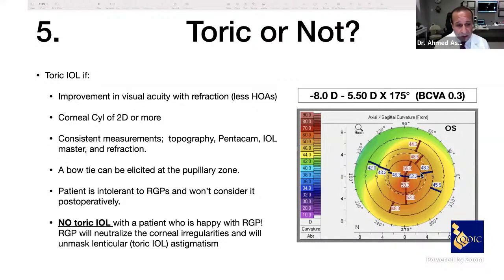And of course, if the patient is not willing to wear RGP lenses after the cataract surgery, it's not recommended to use a toric IOL. If the patient is so happy with the RGP lenses and willing to wear them after the cataract surgery, then this will unmask the cylindrical power of the toric IOL.